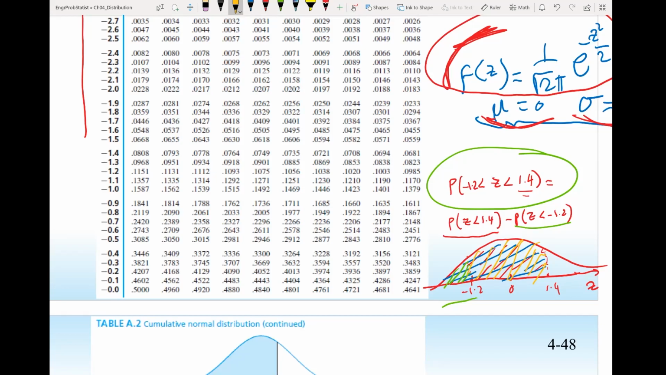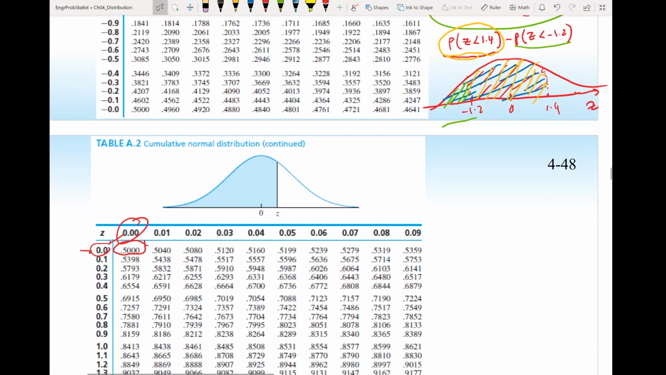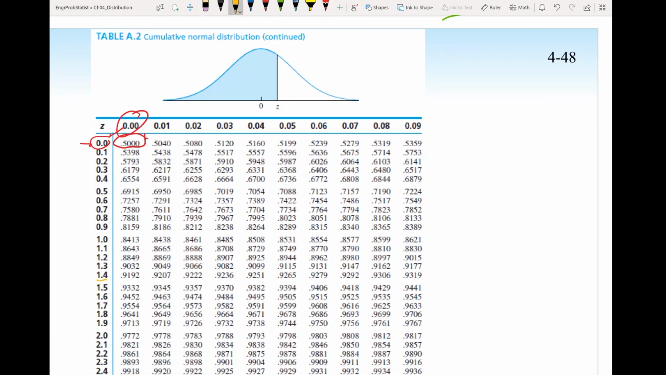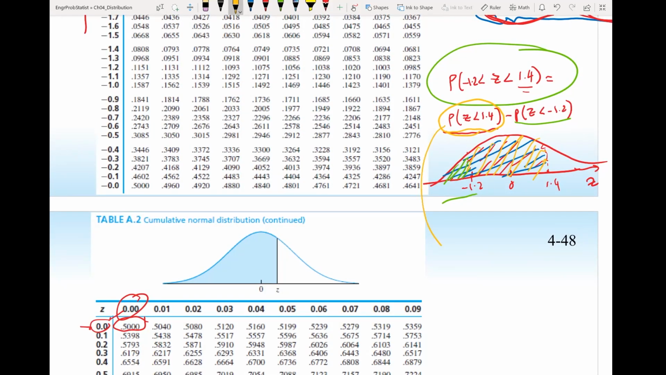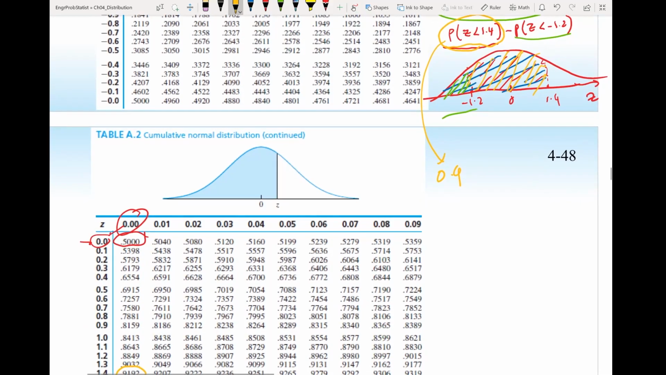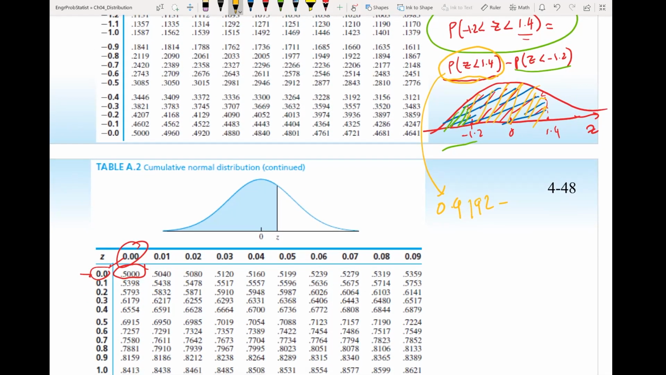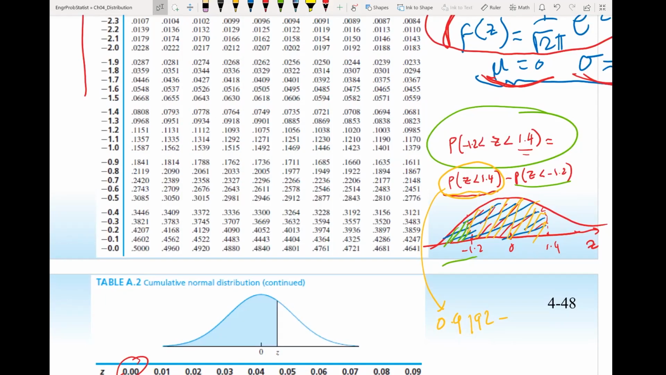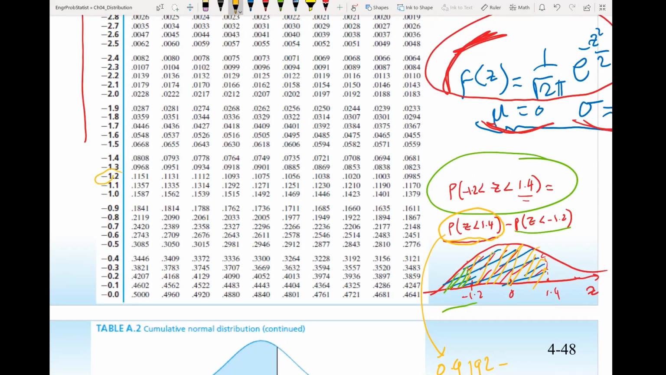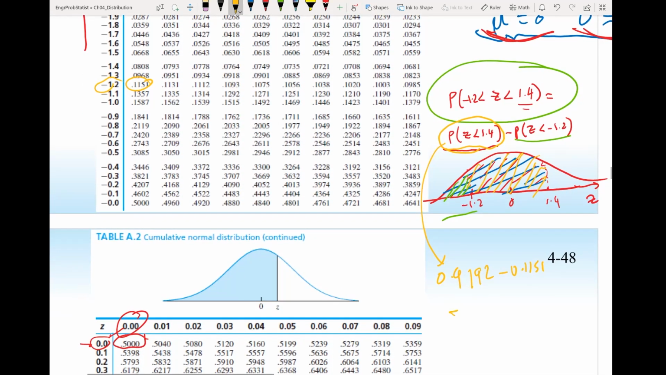What is the probability z less than 1.4? So I go in the table and I look for 1.4. That's 1.40, so this one, 0.9192. So this one is 0.9192 minus the probability z less than minus 1.2. Minus 1.2 is here, 0.1151. And if I subtract these, I should get 0.8041. And that's how we find the probability for a normal distribution.